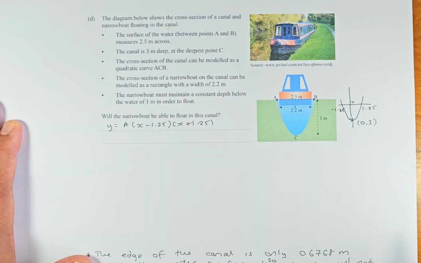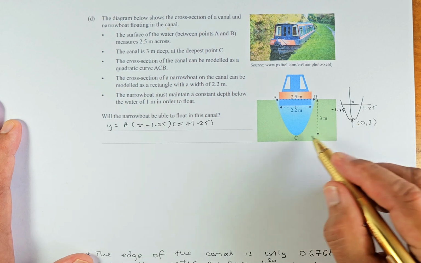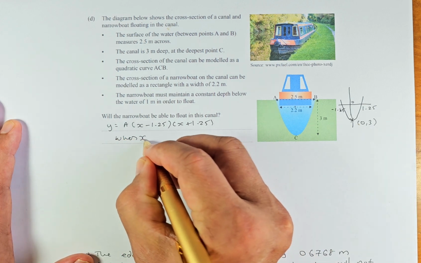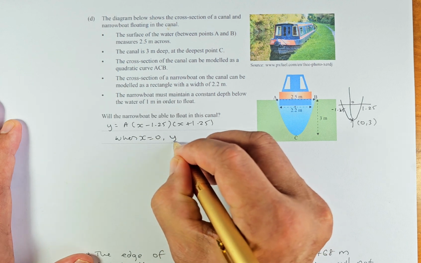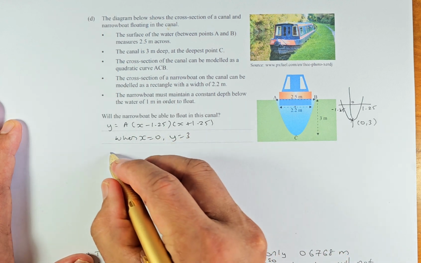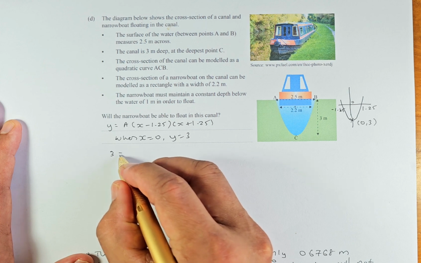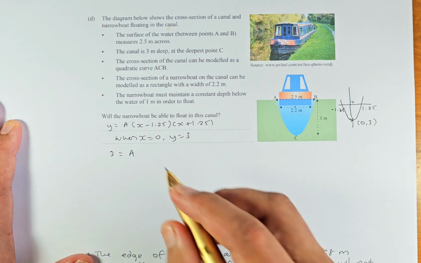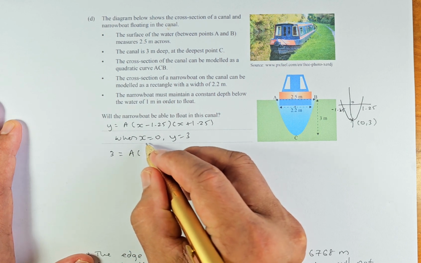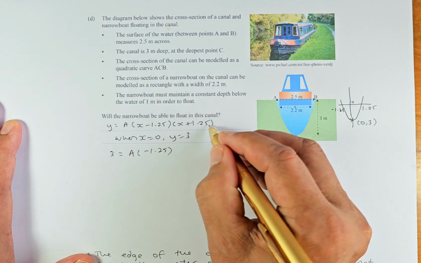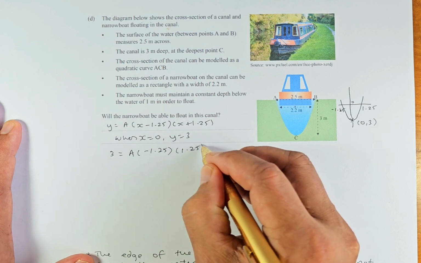To find the scale factor a, we need to substitute a known point. So we're going to use this point here, the 3 here. When x equals 0, y equals minus 3 meters, so we substitute this into the equation. So y, which is going to be minus 3, equals a. Remember our objective is to find the scale factor a. So x is 0, so 0 minus 1.25 equals minus 1.25, and 0 plus 1.25 is 1.25.